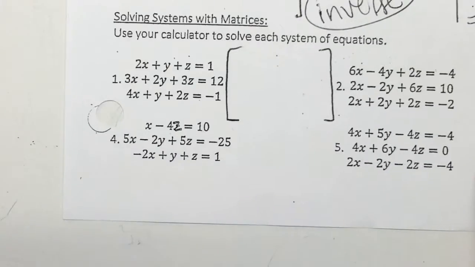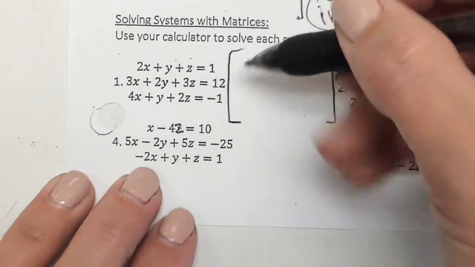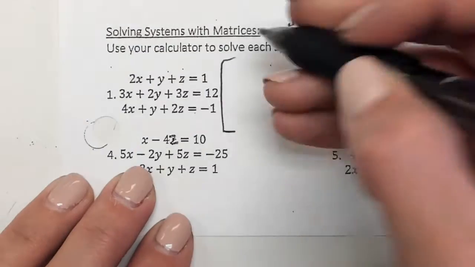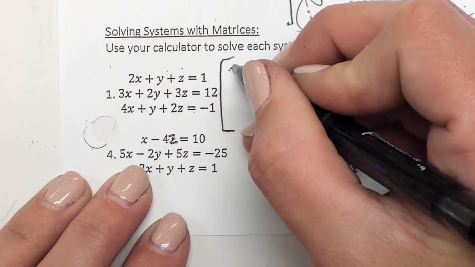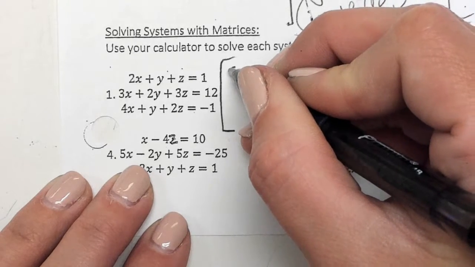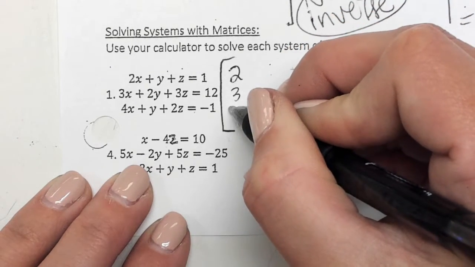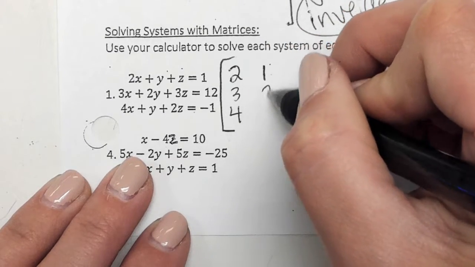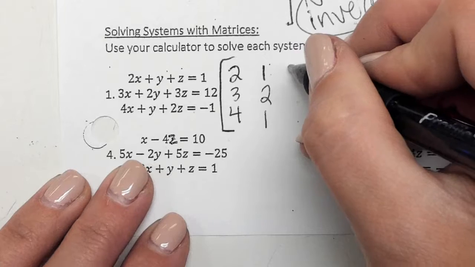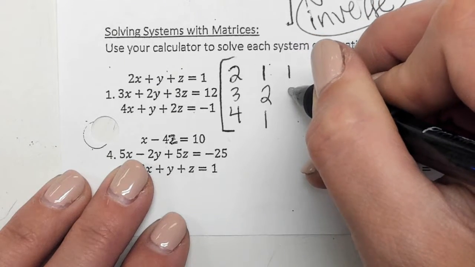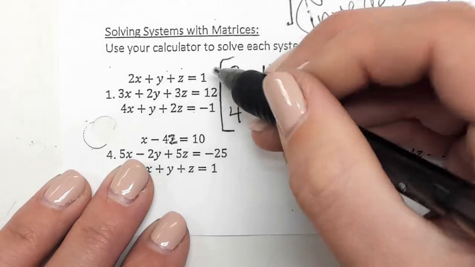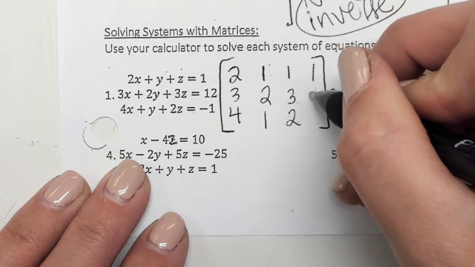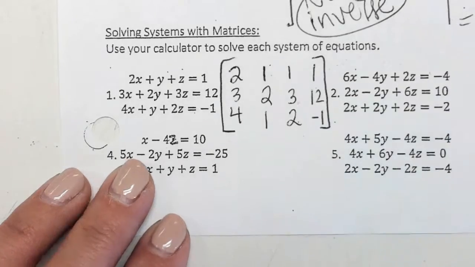And here's how the matrix is going to look. All of the leading coefficients for the x's are going to go out front. So tell me the coefficients here. For just the x's, 2. And for the y's. For the z's. Go ahead. 3 and 2. And now for the equals. That'll be what? 1, 12, and -1, right?